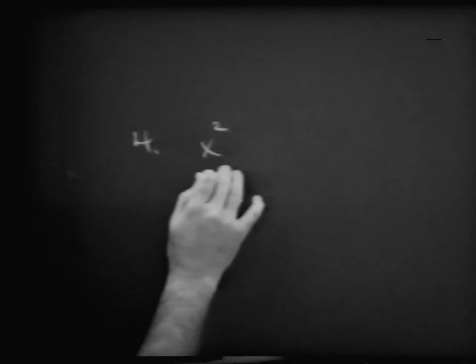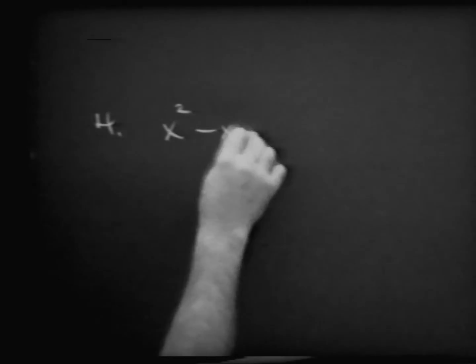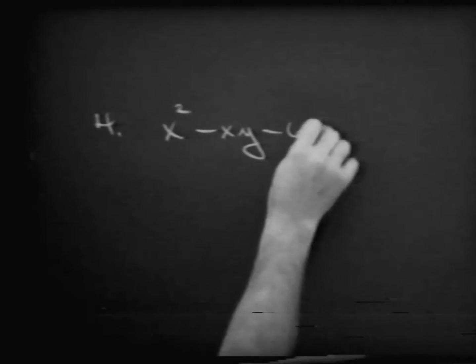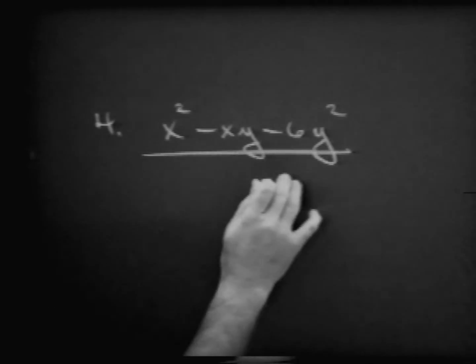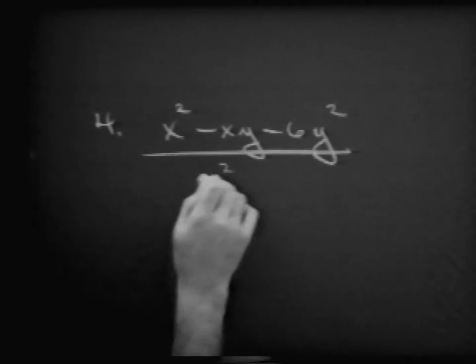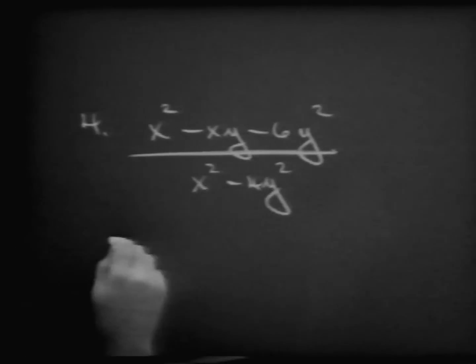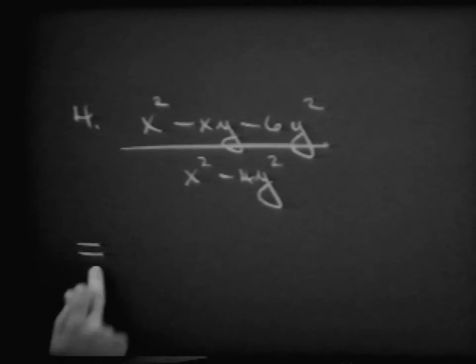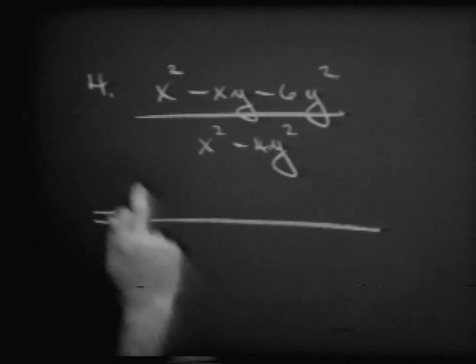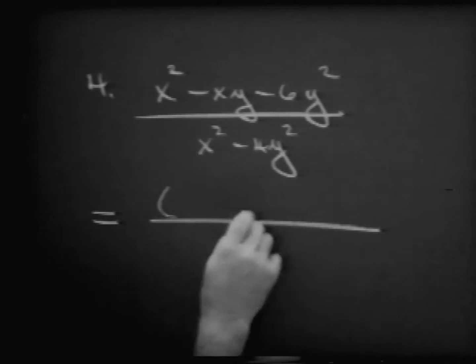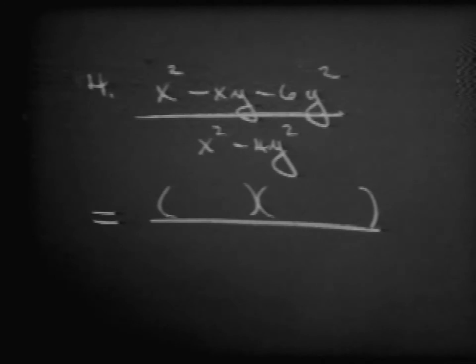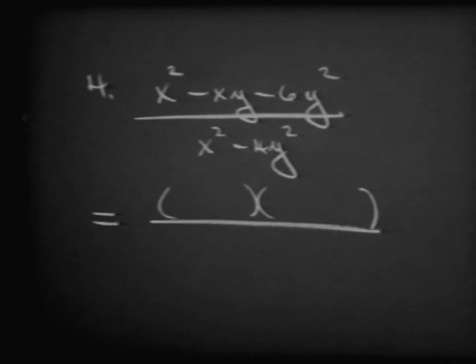Well, let's look at another example, and let's see what we have. Suppose we happen to have some trinomial such as x squared minus xy minus 6y squared divided by some binomial, perhaps the difference of squares. Let's look at this and see what we may say. Looking at the numerator, you say to yourself, well, I hope I can factor that. And what might it factor into? Brenda?